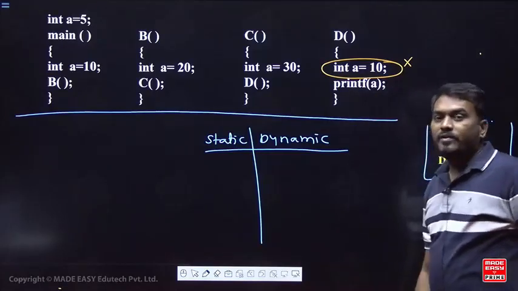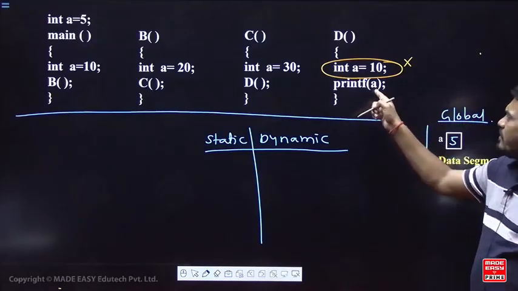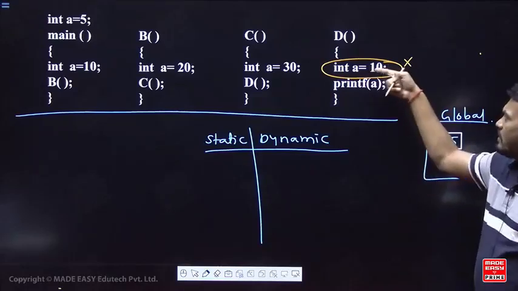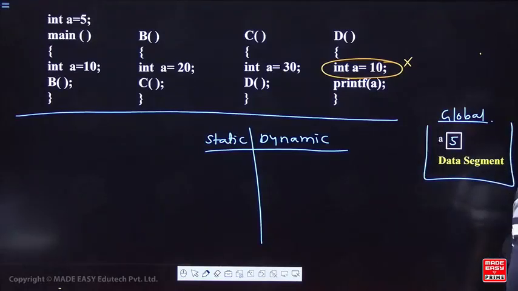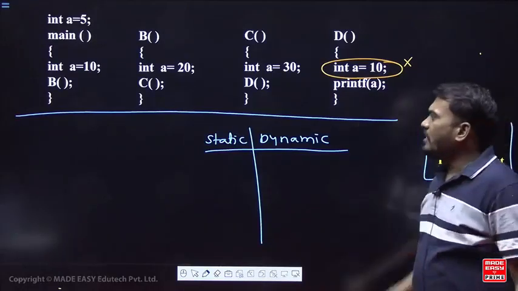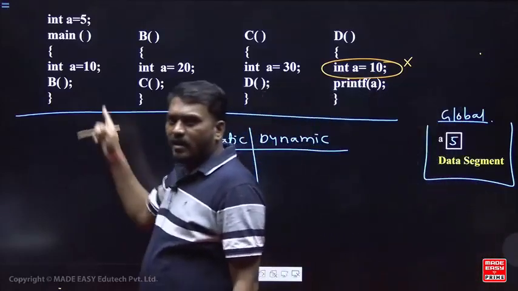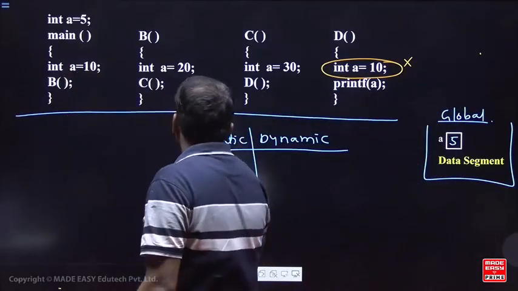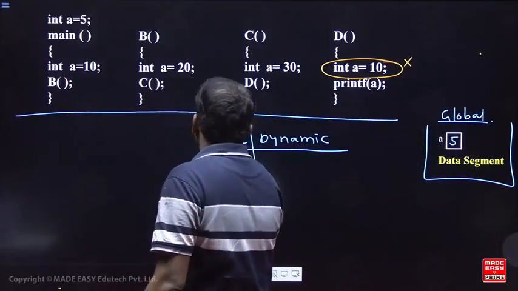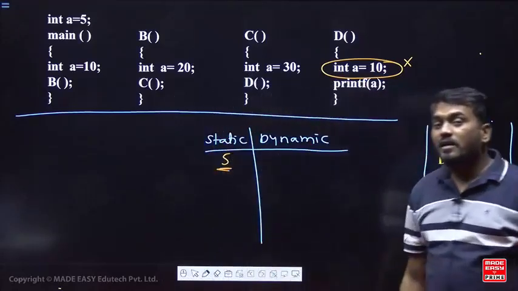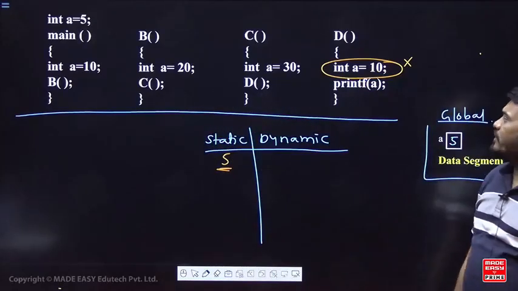In static scoping, it becomes a free variable. Now variable A is a free variable, if this statement is not there. If I use static scoping and printf A, what will it print? Global. So what is the value of the global variable? 5. Now tell me, if I use dynamic scoping, which one will be printed?